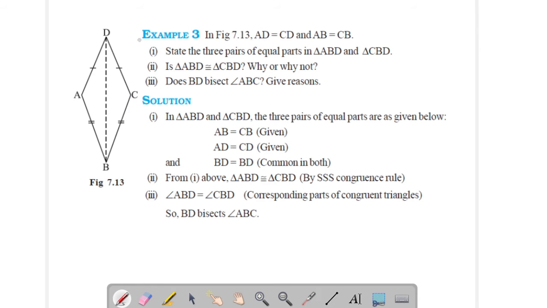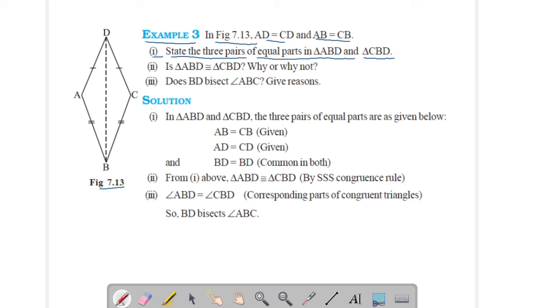Now come to example 3. In figure 7.13, that is this figure, what is given to you? AD equals CD and AB equals CB. The first part: state the three pairs of equal parts in triangle ABD and triangle CBD.